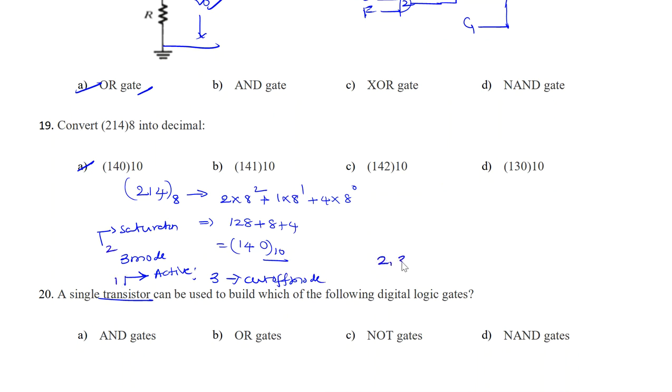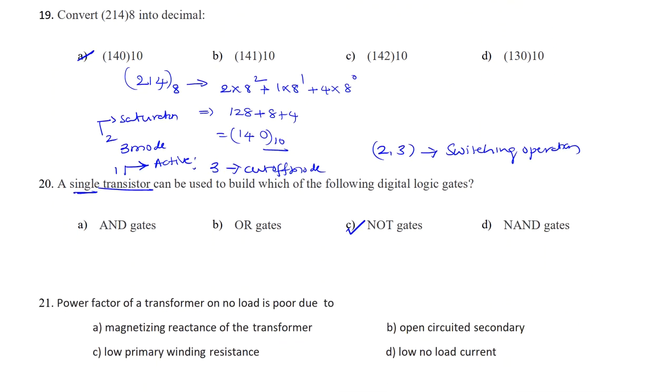Among these modes, modes 2 and 3 can be used for switching operation. Switching operation means when the transistor is in the cutoff region or saturation region, it can supply the current or it can block the current. At that time, which element does it act as? It's a NOT gate. With a single transistor, and with multiple transistors, we can use it for all other gates. Okay, next one.